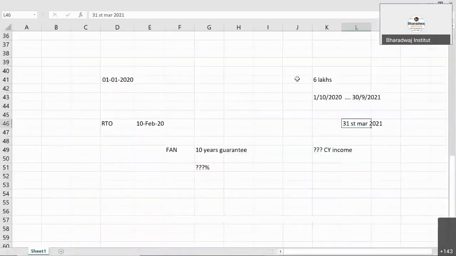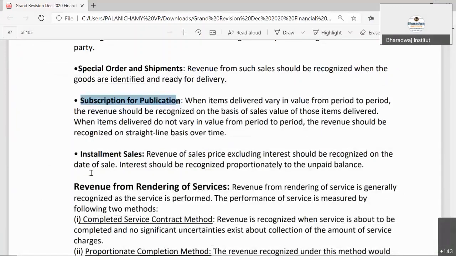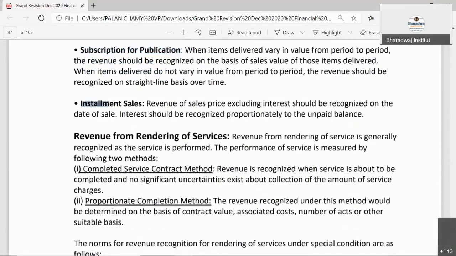For example, let us assume you are purchasing a newspaper called Indian Express for 1 year, for all the employees who subscribed, paying 6 lakhs to Indian Express. Indian Express has collected 6 lakhs, but out of that, for the current year, they will take only 3 lakhs. The remaining 3 lakhs will be taken as next year's income. In installment sales, based on the amount due, income can be recognized.